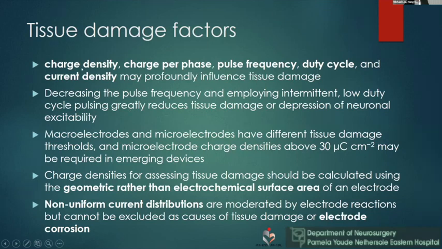And for tissue damage factors, we know that charge density plays a role, and charge per phase, pulse frequency, duty cycle, and current density also play an important role. In different stimulation, you will have macroelectrode and microelectrode stimulation. Because the limits of charge density were calculated with macroelectrodes, the microelectrode charge density could be different. So we are not very sure about this. The geometry and the surface area are also important. So there are still many unknowns.